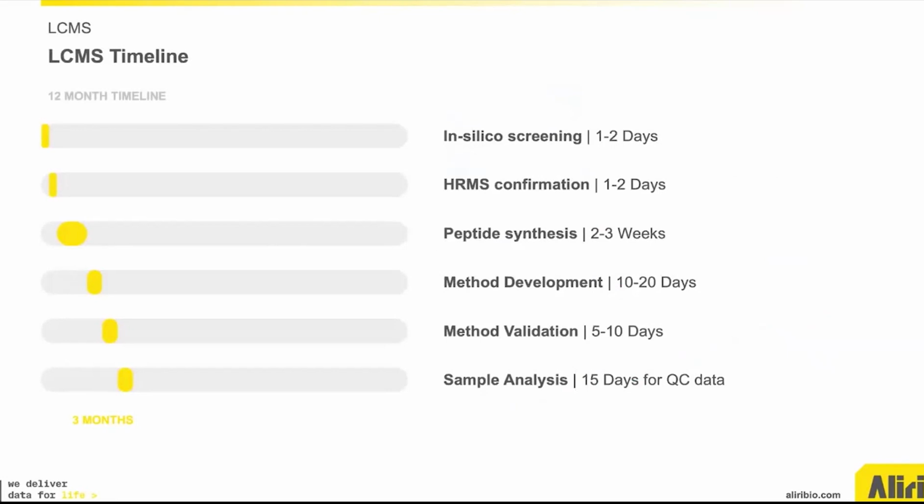Once we get that in-house, the entire development program will take between 20 and 10 days, which is then followed by a method validation period that is fairly rapid. From there, we can begin sample analysis and within 15 days of receiving the sample, have quality control data available for you. Quality assurance data usually takes a little bit longer.